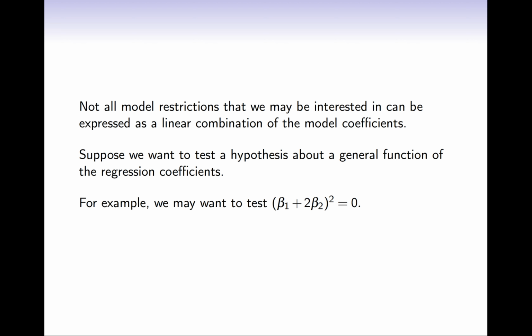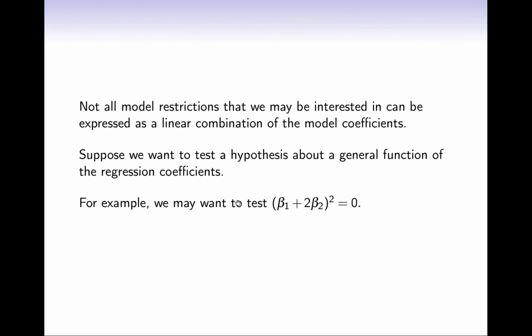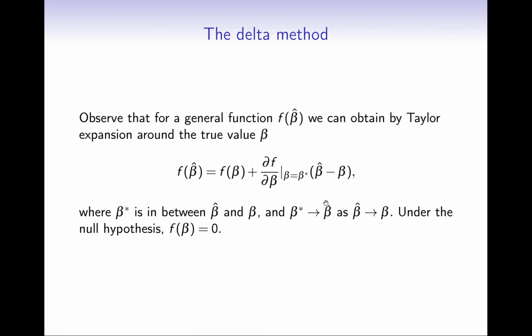But suppose we want to test a hypothesis which is some general function of the regression coefficients. Like we want to test this function of the betas equals 0. You can adapt the other framework we had by approximating the nonlinear function. Here, f of beta is this function, and we can take what's called a Taylor approximation.